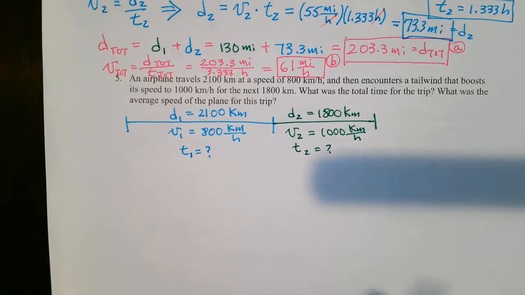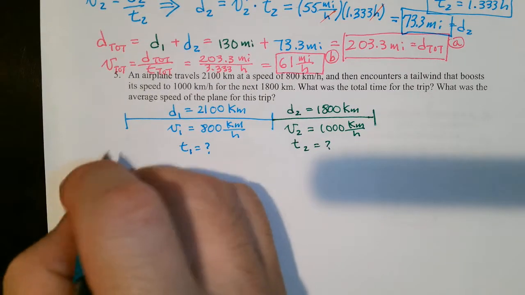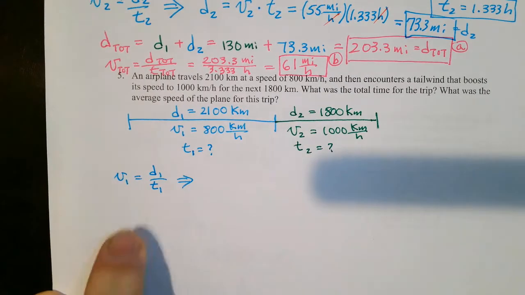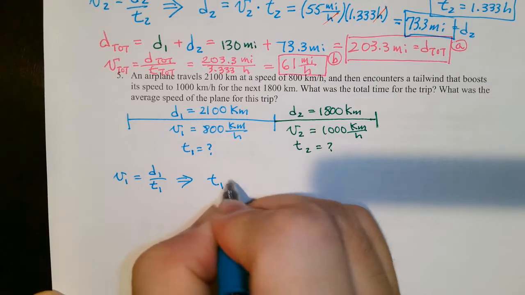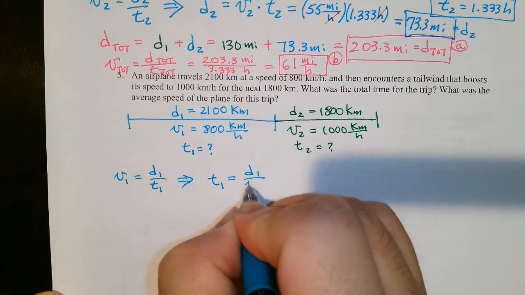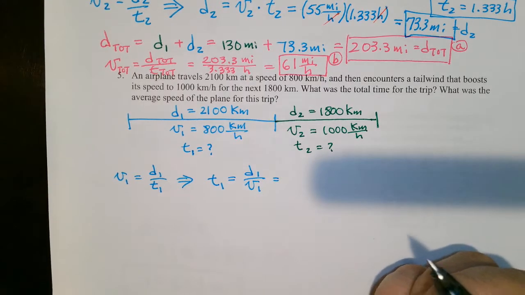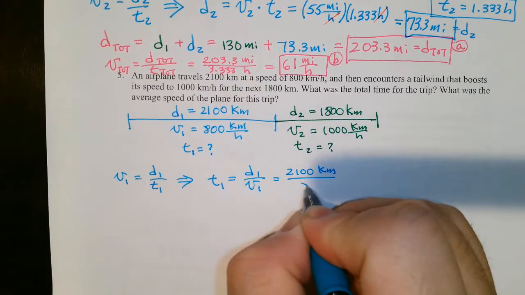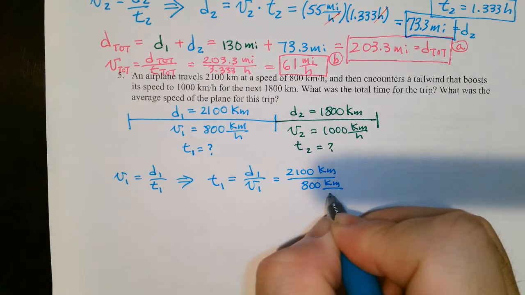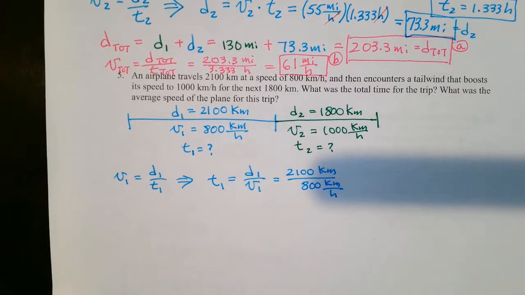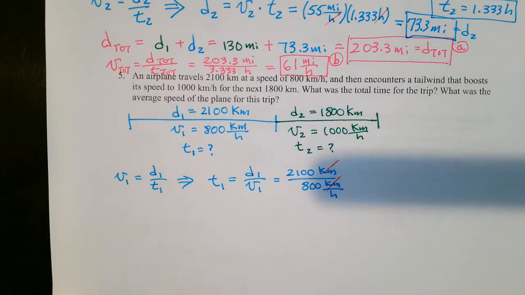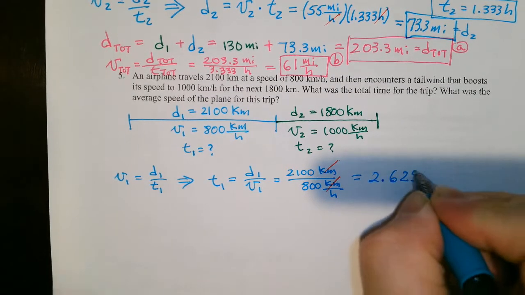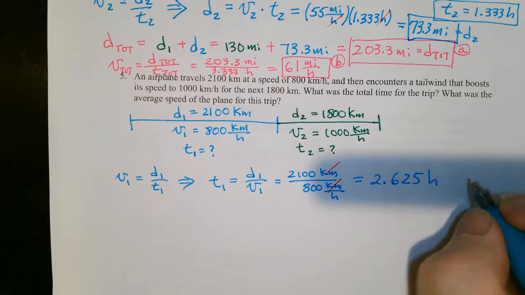So we could probably do that by simply saying V1 is equal to D1 over T1. If we manipulate this equation, T1 is equal to D1 over V1. And that is 2,100 kilometers divided by 800 kilometers per hour. Notice how the kilometers will cancel out nicely. And that is equal to 2.625 hours for my T1.